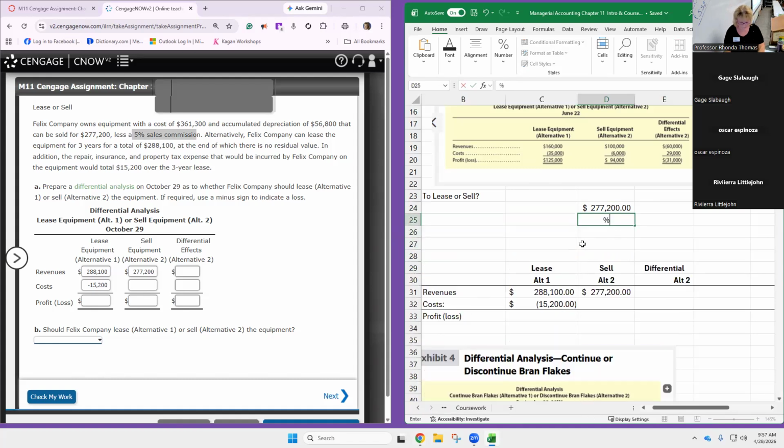Okay, this is 5% commission. All right, and then we'll do the math here to find out what that 5% is. So 277,200 times 5% is 13,860. That number goes here, but it goes in as a cost. Okay, it goes in as a cost.